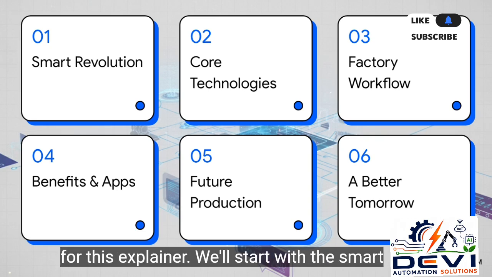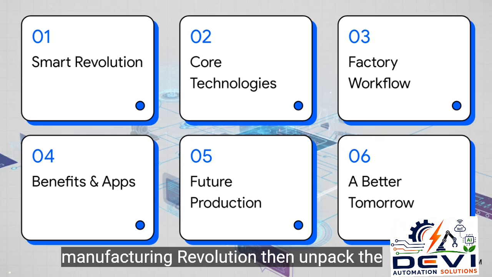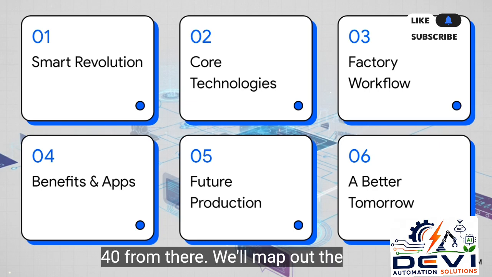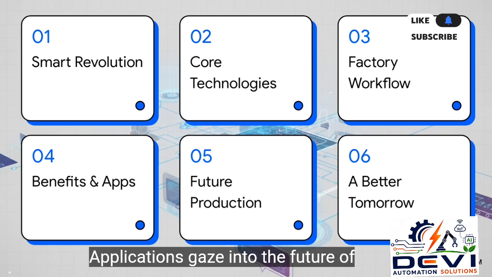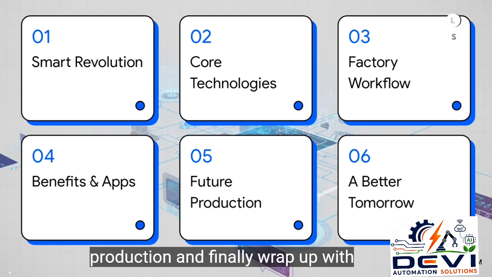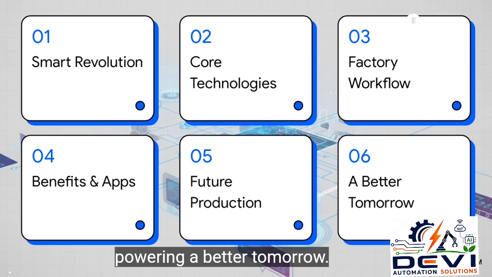Here's our roadmap for this explainer. We'll start with the smart manufacturing revolution, then unpack the core technologies of Industry 4.0. From there, we'll map out the smart factory workflow, look at the benefits and applications, gaze into the future of production, and finally wrap up with powering a better tomorrow.